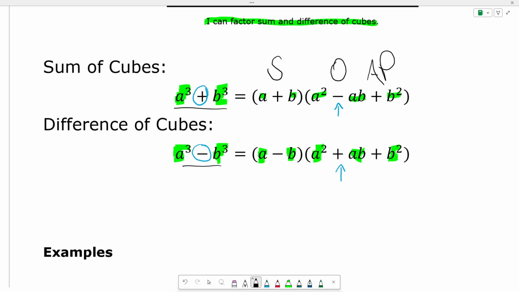So if I start with a plus, I put a minus. If I start with a minus, I put a plus. And then the last one says AP, that is always positive. Soap. So let's go put some soap on some problems and see how this works.